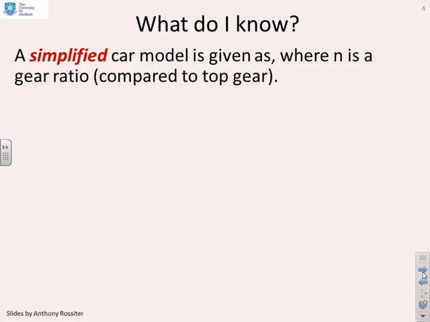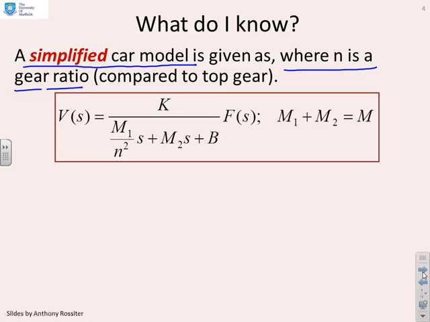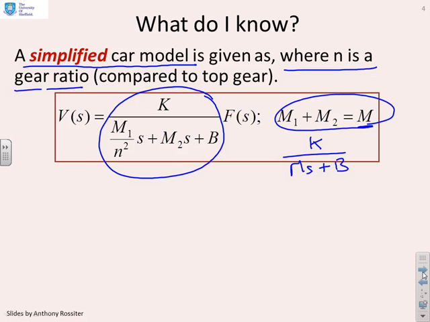Now, we've got to go through our problem process and say, what do we do first? We want to ask, what do I know? Now, you might or might not know this, but a simplified car model, we know it's a mass damper system, but where you're now going to allow some gearing could be given by something like this. If you look at this model, you'll say, how does this differ from the model I had before? Well, the model you had before was K over MS plus B. And you'll see the key difference is that we've separated M into M1 plus M2.